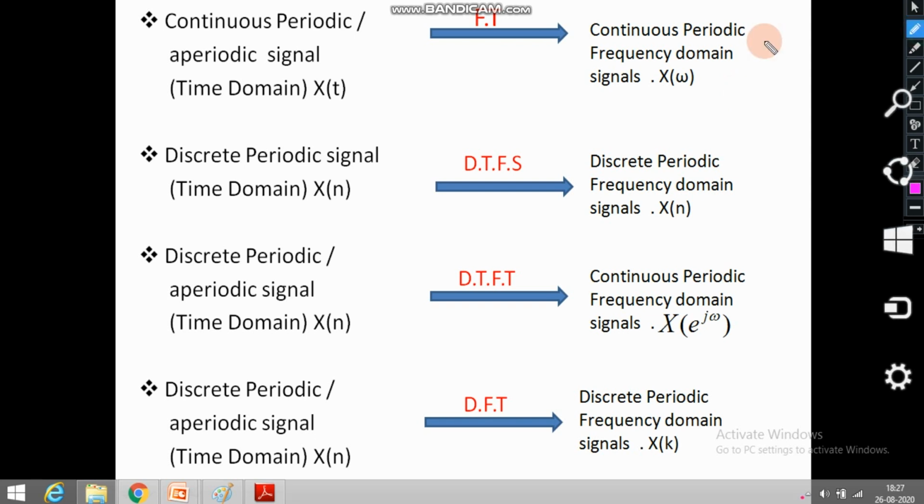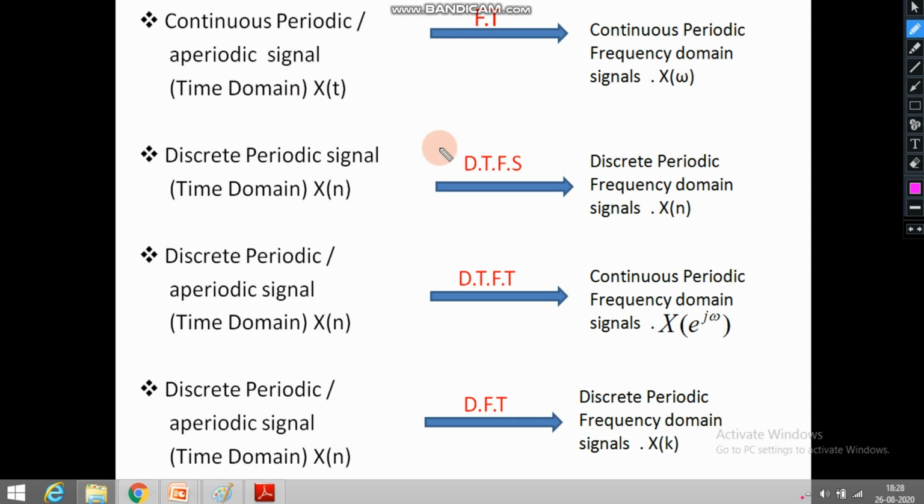The continuous time aperiodic signals also have to be converted to the frequency domain signal. For that purpose we use the continuous time Fourier transform, which converts continuous periodic as well as aperiodic signals in the time domain to continuous frequency domain signals.